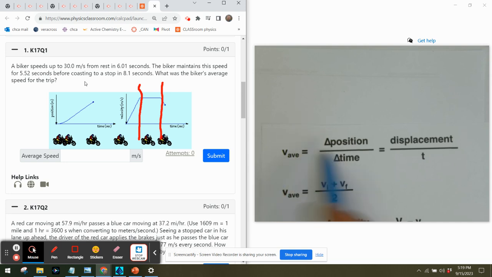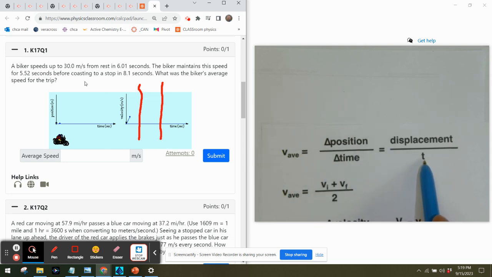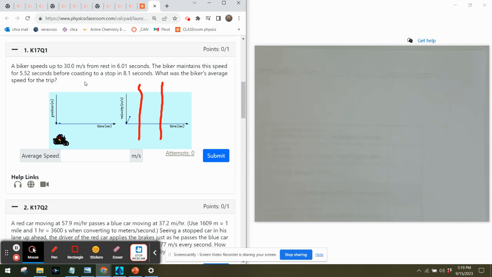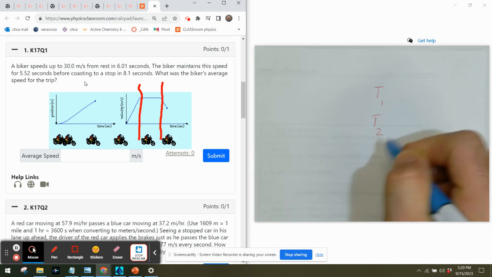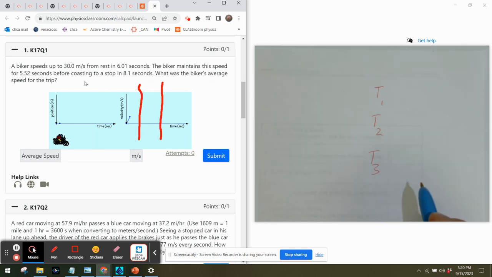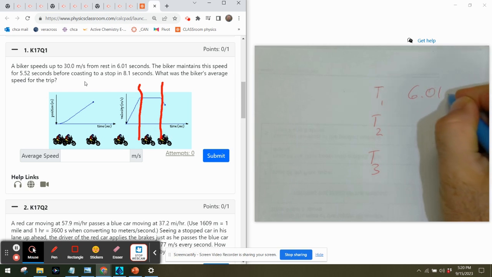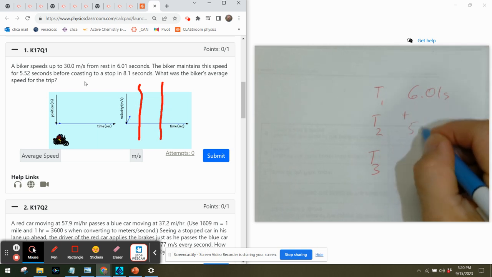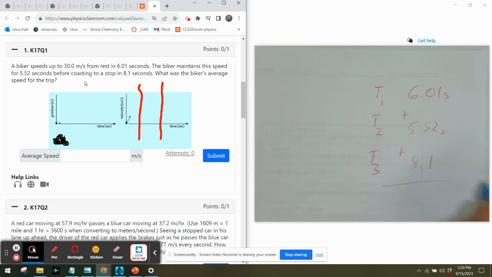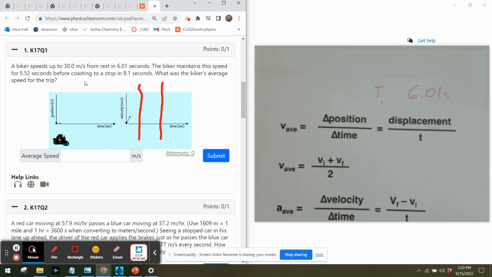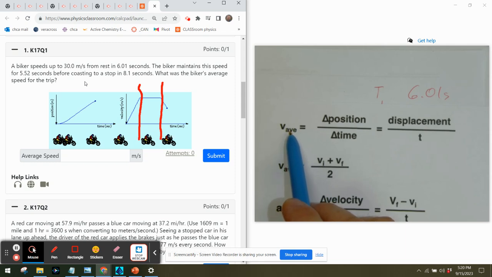Now, we're trying to calculate the velocity average. It's pretty simple to get to the time, because the time is actually the sum of three things that it already told you. So we know that there's three different times here. There's time 1, time 2, and time 3. And all we would have to do is add those up to get total time. So we'd have 6.01 seconds plus 5.52 seconds plus 8.1 seconds. That would give you the total time, which you would need here. Calculating this, that would give you time.